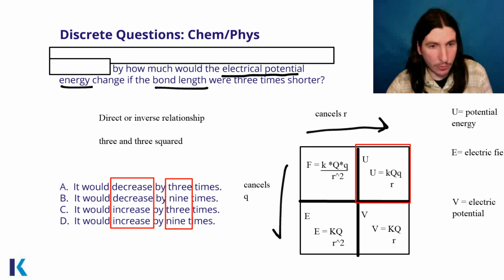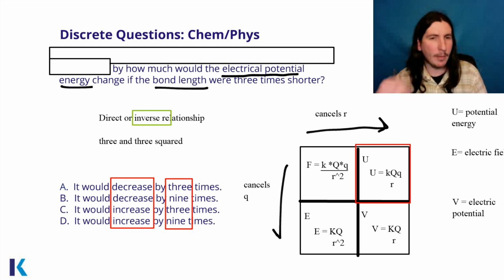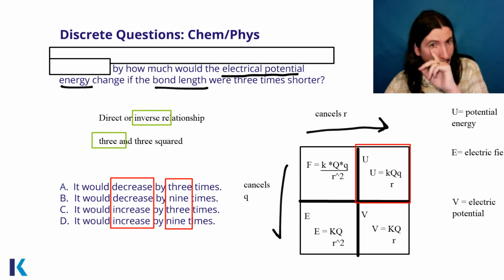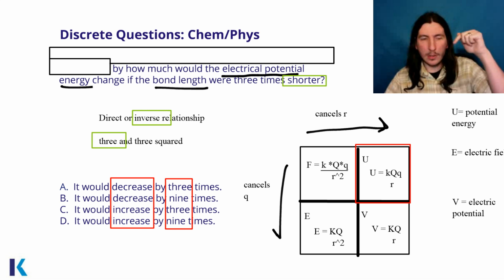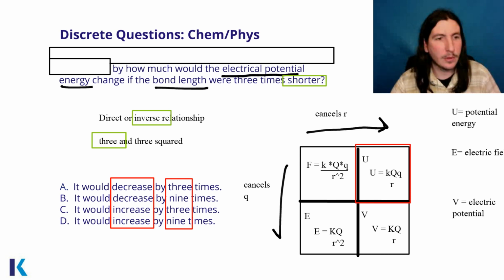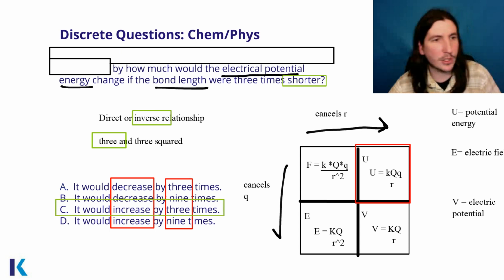Well, now that you confidently know that equation, U and R, that's an inverse relationship because R is in the denominator. And it is not squared, so it'll just be 3. So if they made it 3 times shorter, R went down. R goes down, U goes up. So shorter means it's an increase, but it's only by 3 times. The correct answer would be C.